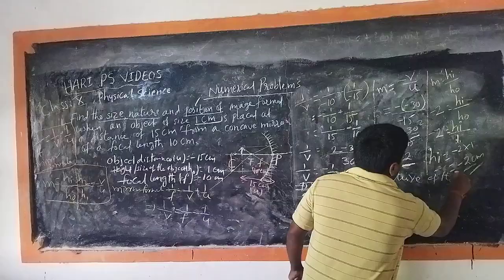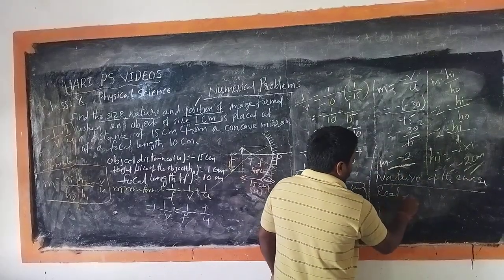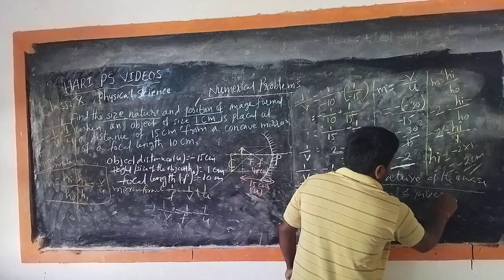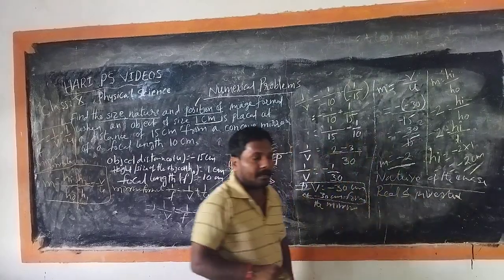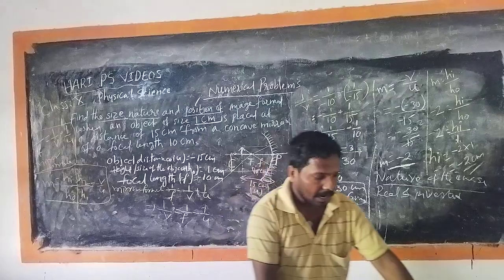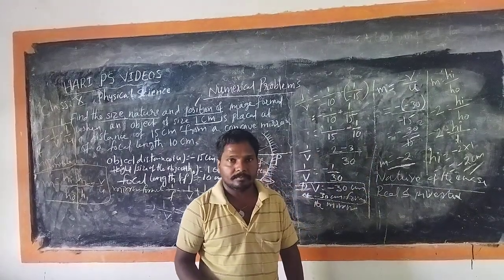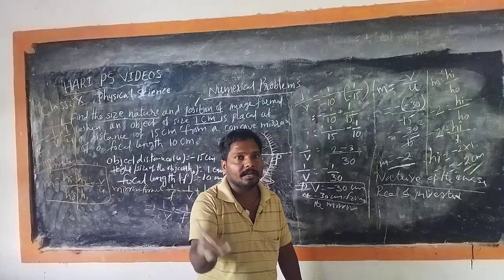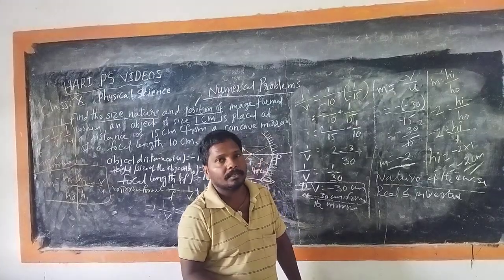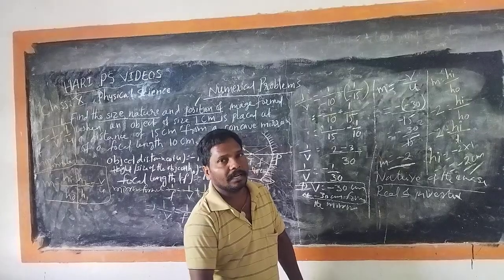The nature of the image is real and inverted. And what else happened? It is an enlarged image. The size of the image is more than the size of the object.